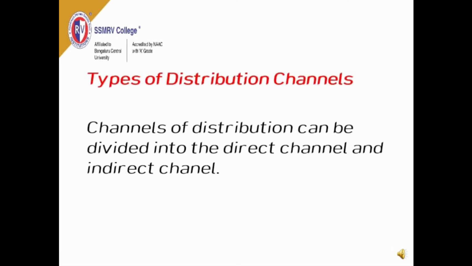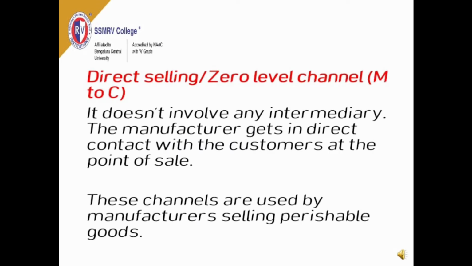Now, let us understand types of distribution channel. Channels of distribution can be divided into the direct channel and indirect channel. Now, let us understand what is direct selling. It is also called a zero level channel, that is, from the manufacturer to customers. It does not involve any intermediaries.